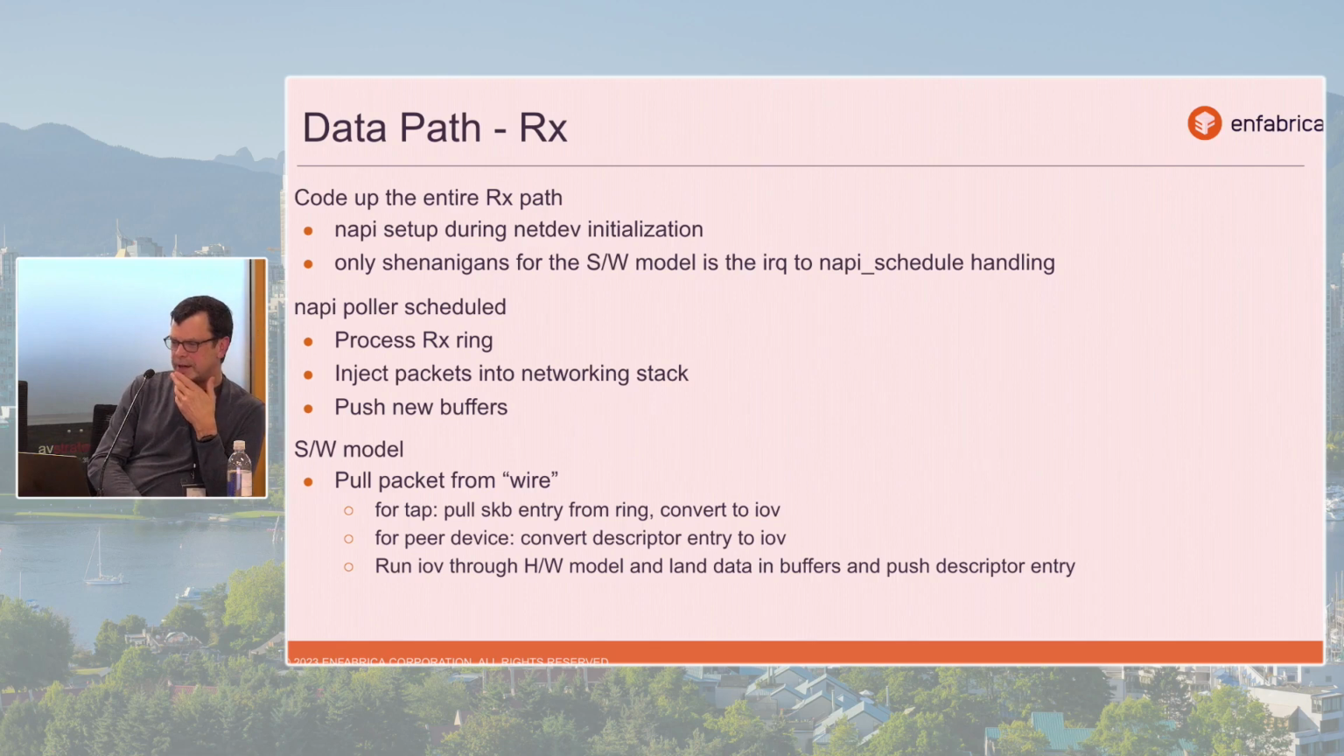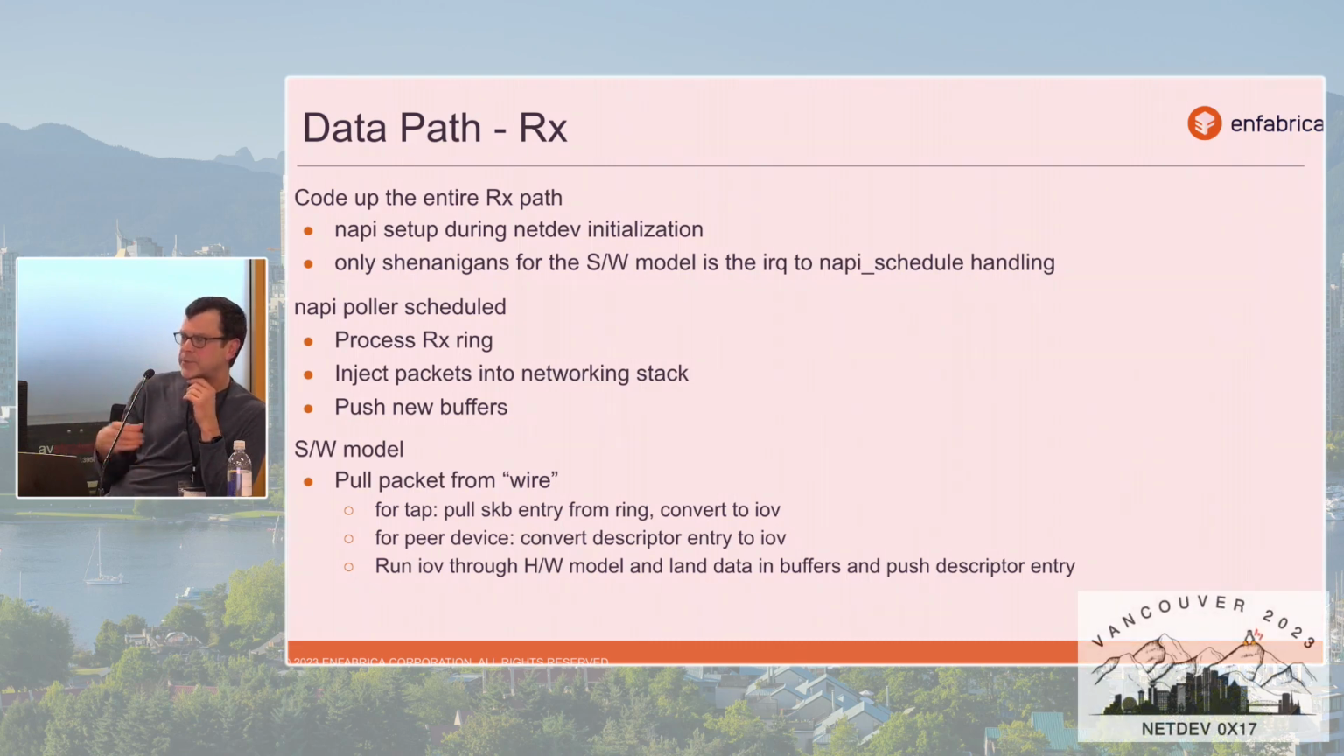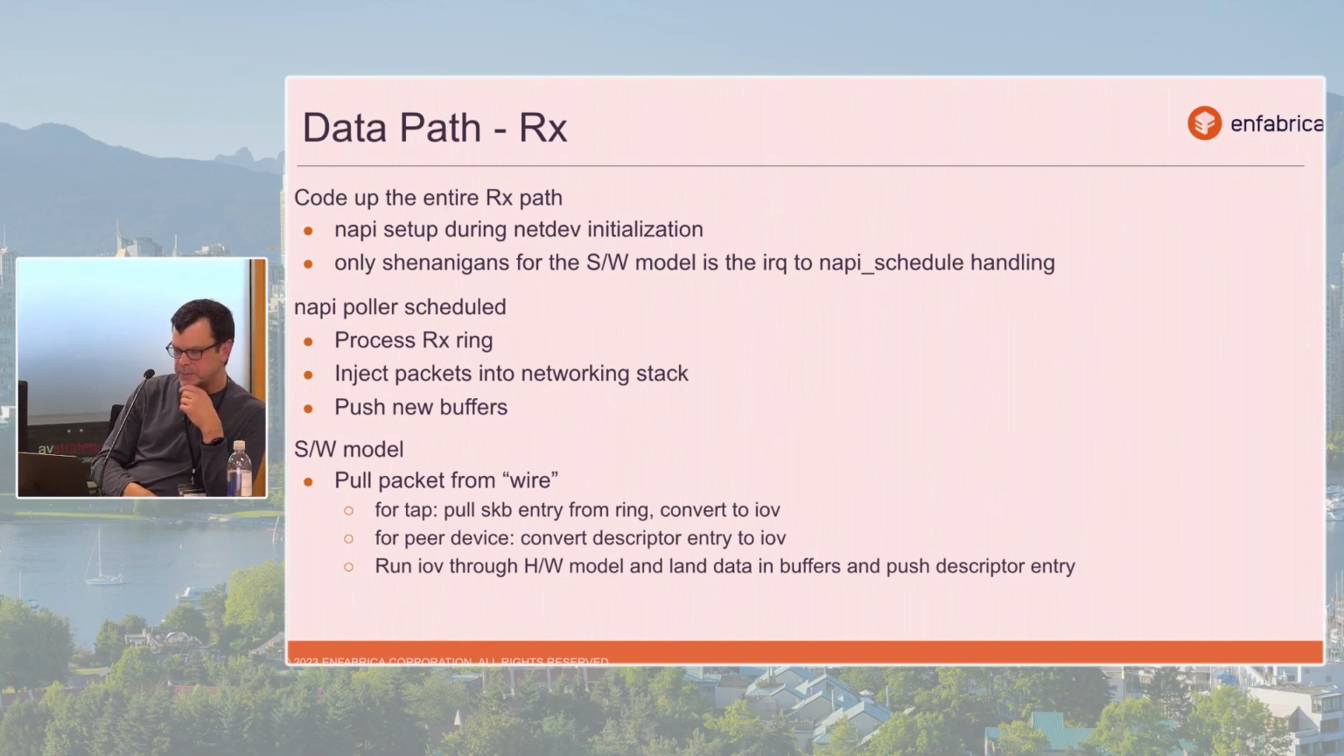Data path RX, I guess I kind of went ahead of my slides there. So again, for the RX path, you can do the entire coding, and the only shenanigans gets into that IRQ handling, because what you really care about is getting the NAPI schedule handled so that it'll invoke your NAPI poll, so you're processing the RX rings based on whatever CPU it's assigned to, and however many packets your budget is for that particular instance. As a part of that, you're pushing the packets up into the networking stack and then pushing more buffers down to your hardware, to your software model side of things.